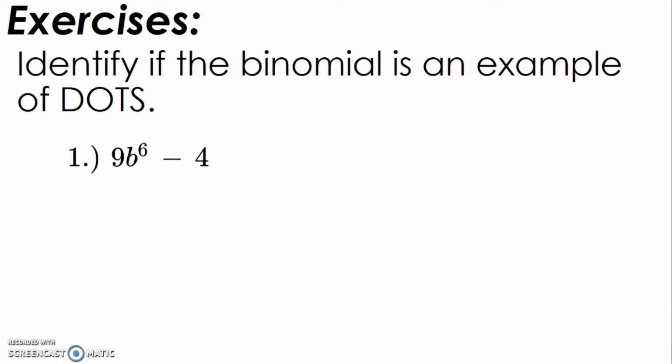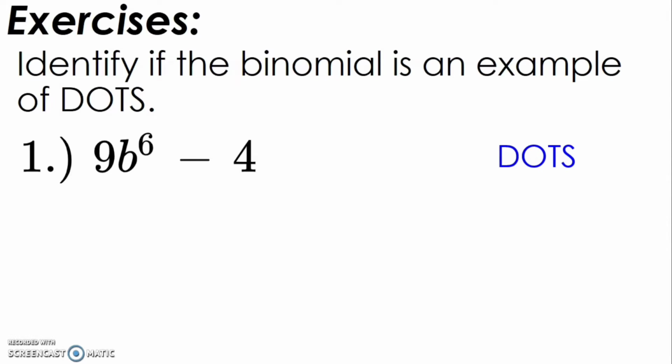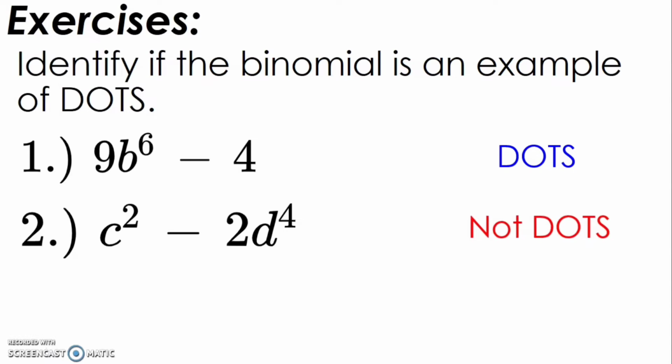Now let's have these exercises. Identify if the binomial is an example of DOTS. We have 9b raised to 6 minus 4. So it is an example of DOTS because as you can see, 9b raised to 6 and 4 are perfect squares and the operation between them is subtraction. How about c squared minus 2d raised to 4? It is not an example of DOTS because 2 is not a perfect square.